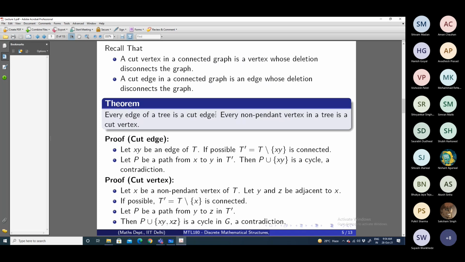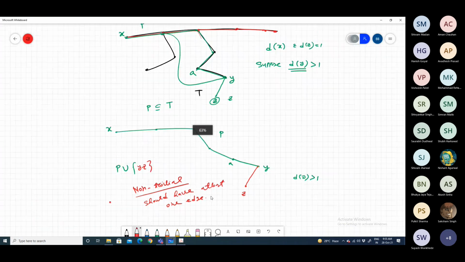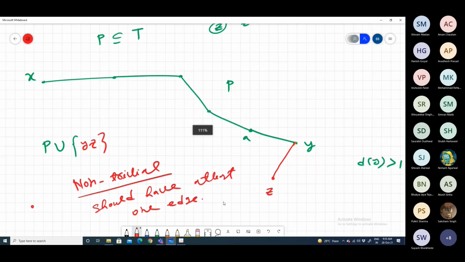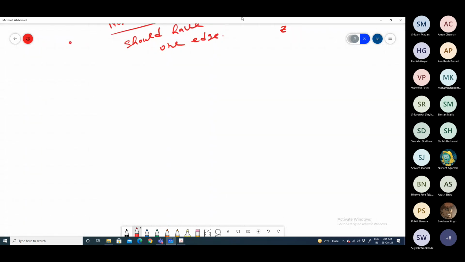Now recall, what is a cut vertex? A cut vertex in a connected graph is a vertex whose deletion disconnects the graph. That means if we delete the vertex, then you have a disconnected graph. That is called a cut vertex. Similarly, a cut edge is an edge such that if you remove it, the graph is disconnected. For example, suppose this is your graph.